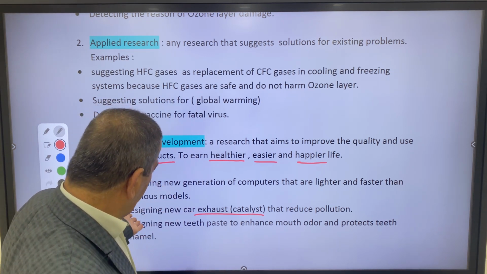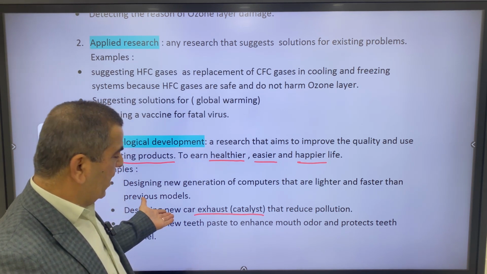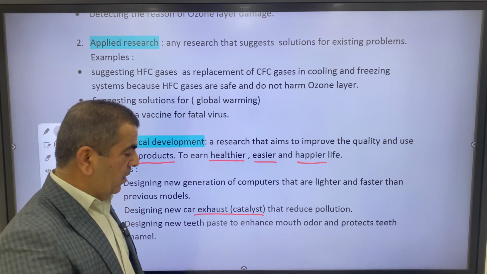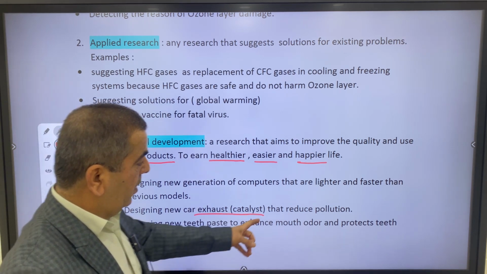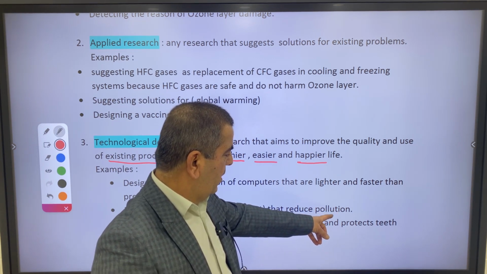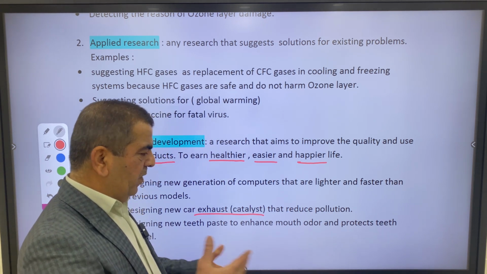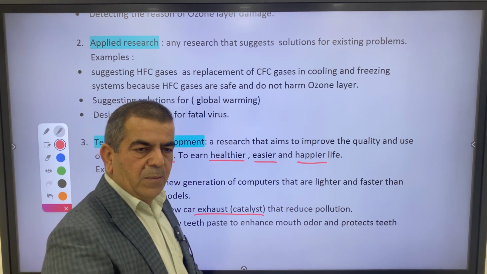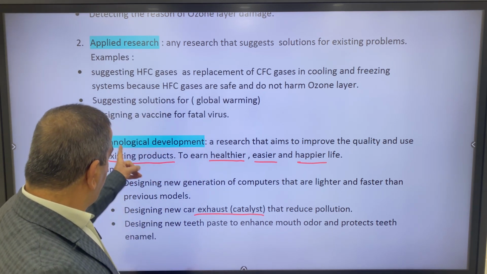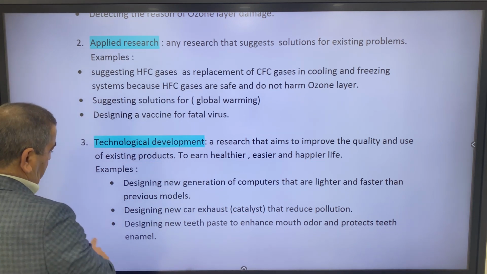And of course, there's a designing of new cars, electric cars, better than existing cars, despite they are expensive, but they don't cause any pollution. Besides, many new features are added to cars to make them more comfortable. Okay, this is also an example about what? About technological development. Let's move to the third one.